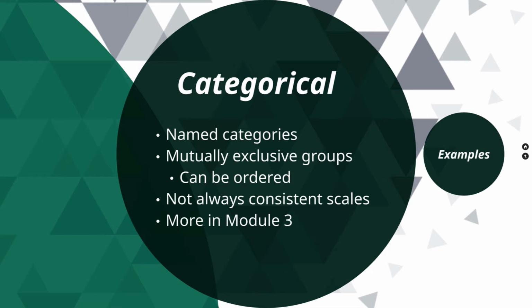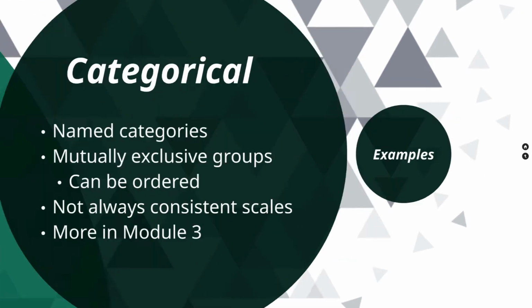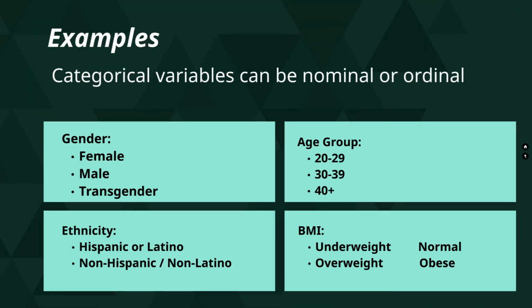They can be ordered, so they can go from high to low. They are not always consistent scales, meaning that the difference between group A and group B doesn't have to be the same as the difference between group B and group C. And we'll talk much more in Module 3 about categorical data, but let's look at a few examples. Categorical variables can be what's called nominal, name only, or ordinal. So there's an order to them.